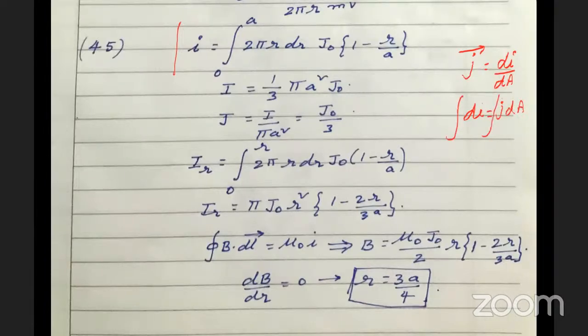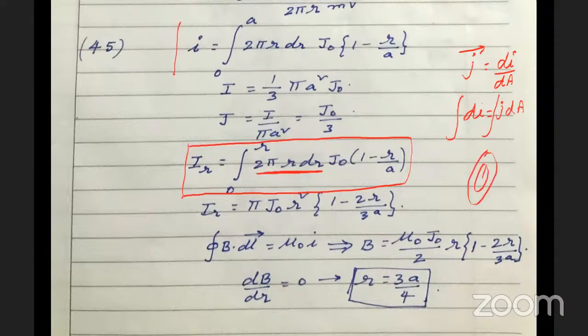So if I apply that concept, current at distance r, look at this formula. 2 pi r dr is the area element. Multiply by the current density J naught into 1 minus r by A, and you will get the current element. If you integrate this element, you will get the total current up to r, the current flowing through a cross section of radius small r.